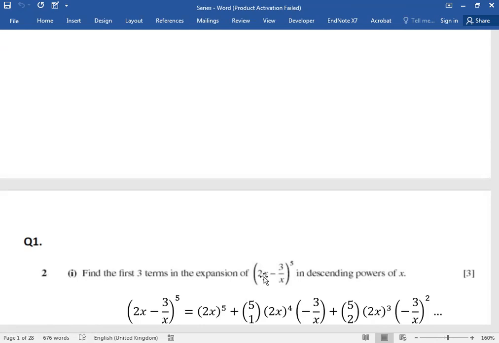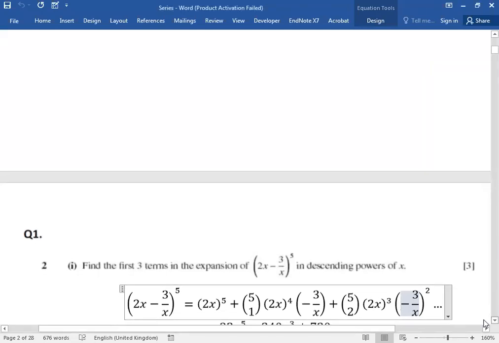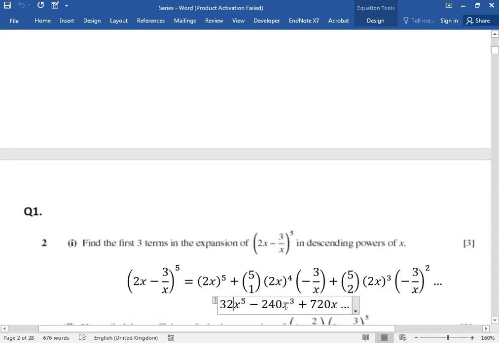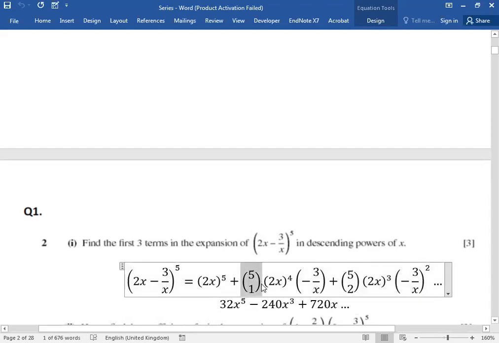Is this right? And how many terms will this expansion have? 6. But how many are we supposed to write? I'll read the question. How many are we supposed to write? First 3 terms. So let's expand this one. Let me know what do you get. So once you expand it, what do you get? 32x to the power 5 minus 240x cubed plus 720x. Remember, these three values are multiplying. 5C1 will give you the value 5. 2x to the power 4 will give you 16x to the power 4.